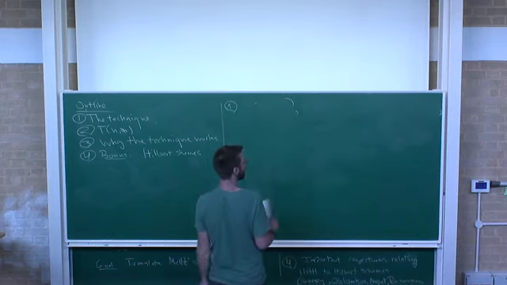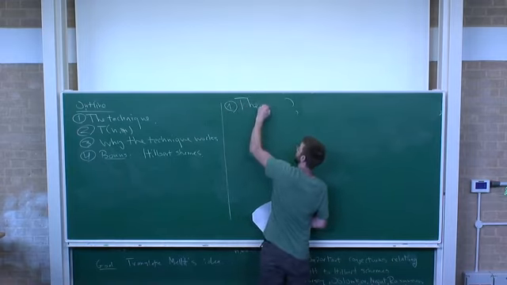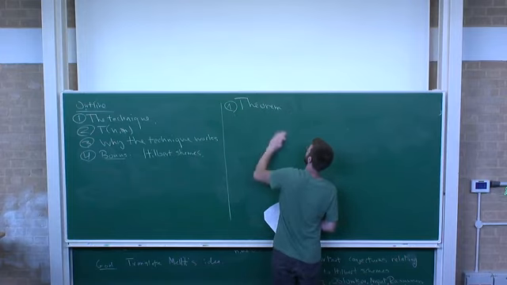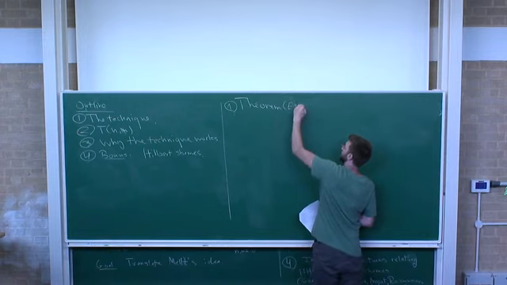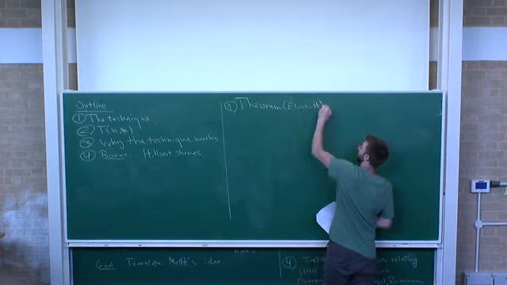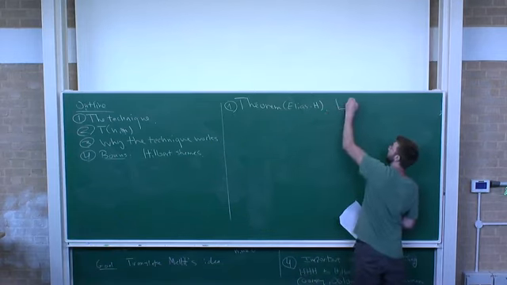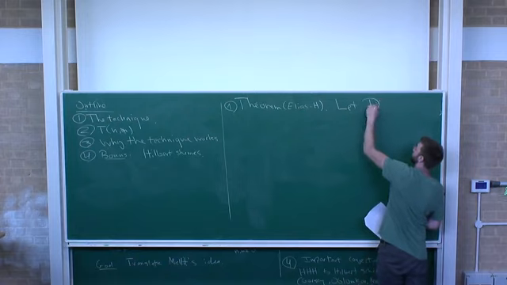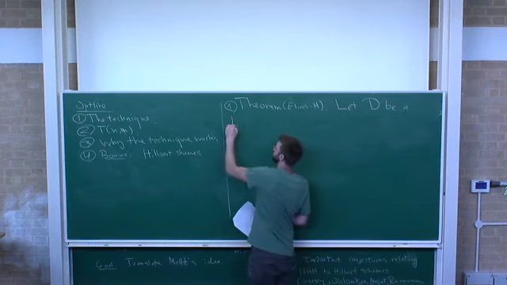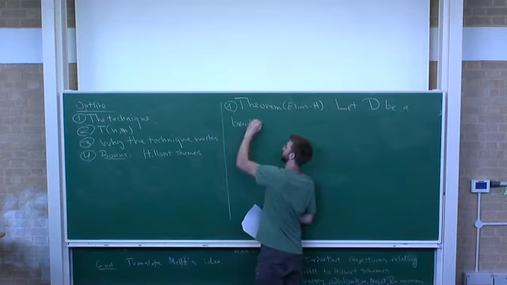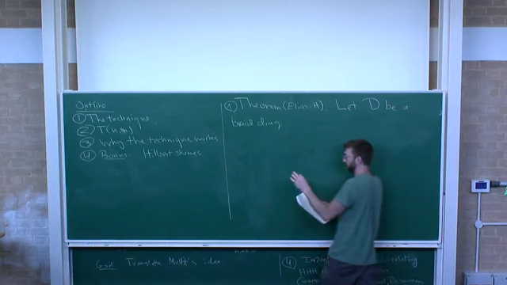And I want to be careful about how I use space. So here now. Let D be a braid diagram, possibly with some boxes inside the diagram.